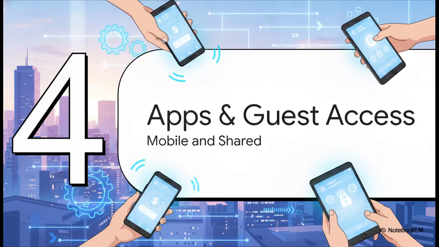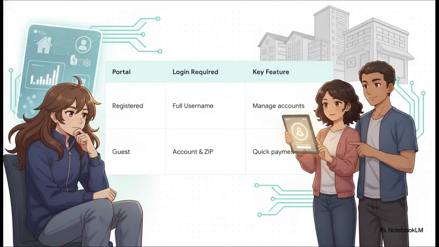All right, Section 4, Mobile Apps and Guest Access. So what if you aren't the only one responsible for paying the bill? If you've got a roommate, a relative, or a landlord who needs to pitch in, they absolutely do not need your private login info. While the main registered portal requires your full password to see your data, outsiders can just use the guest portal. They literally only need your 10-digit account number and zip code to instantly push a payment through. A quick aside for any business owners tuning in, though, certain commercial rate classes are actually restricted from using this guest payment feature, so keep that in mind.